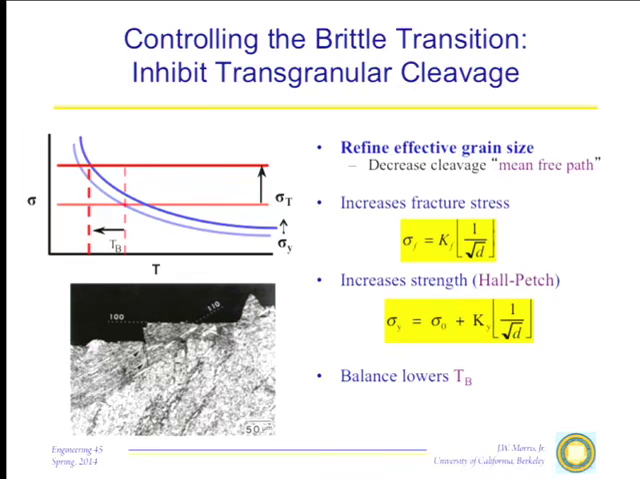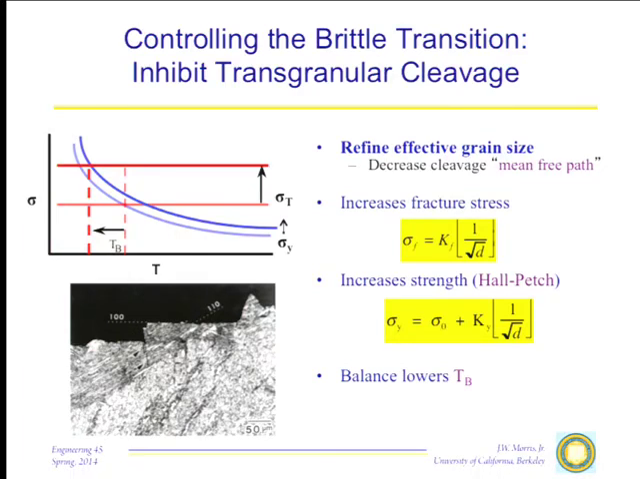Now, when you refine the grain size, you actually do 2 things. You raise the fracture stress and you raise the yield strength. Both of them, interestingly, go up like d to the minus 1/2. Making d smaller raises the yield strength and raises the fracture stress. So you change this situation, this strength curve and this fracture curve, to the situation shown here. The yield strength has gone up, the fracture stress has also gone up, but the ductile-brittle transition has gone down, provided that this effect on fracture is greater than this effect on strength. And in steel, it almost always is.